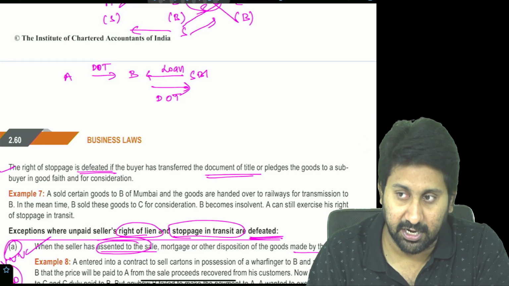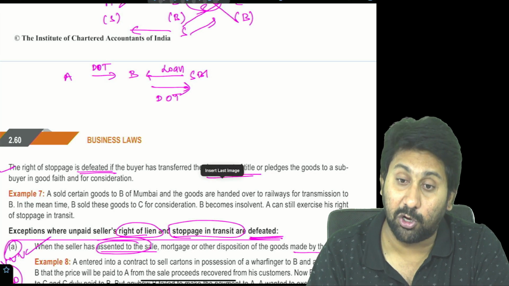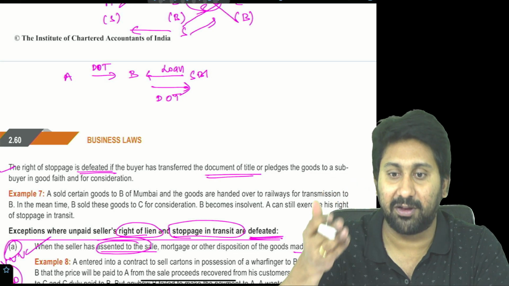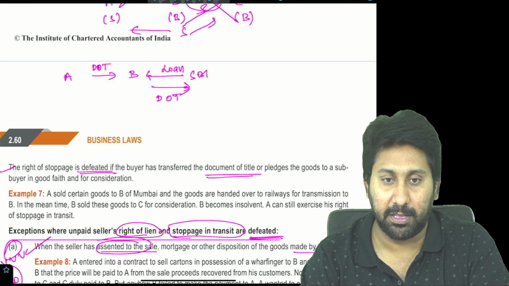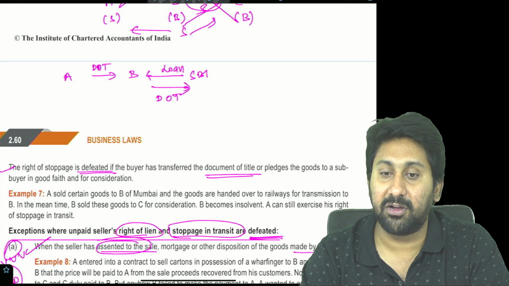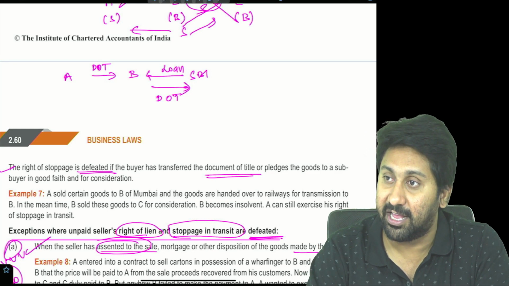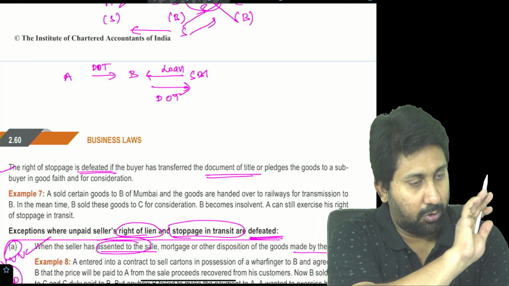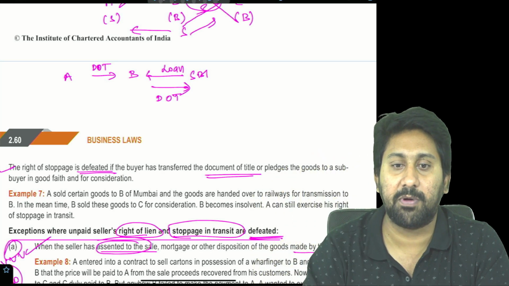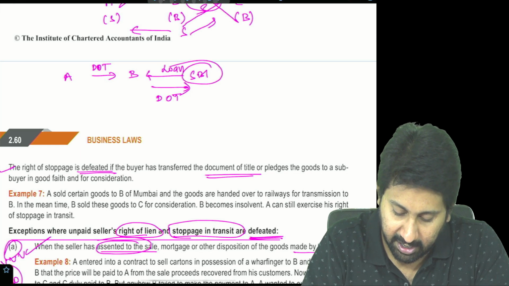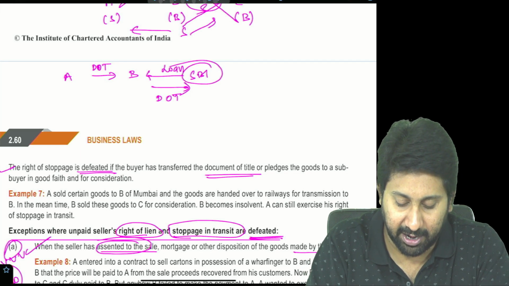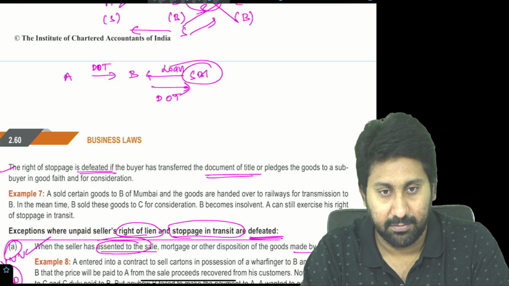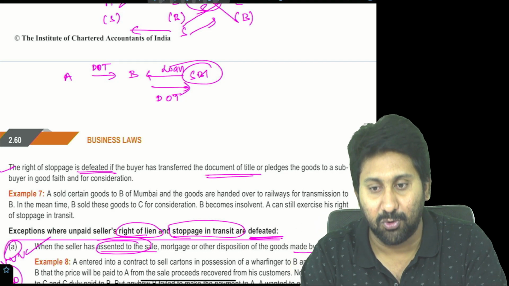So A has delivered the document of title to B. B has taken a loan from SBI. For the loan, security must be kept, na. The document of title is kept as security, such that the goods will be taken by you if I don't pay the loan. I will repay the loan. Goods will be in the warehouse. This is the document of title, you keep it with you. I delivered it to SBI. Now, during the transit time, A came to know that B became insolvent. Then what A can do is the query now.